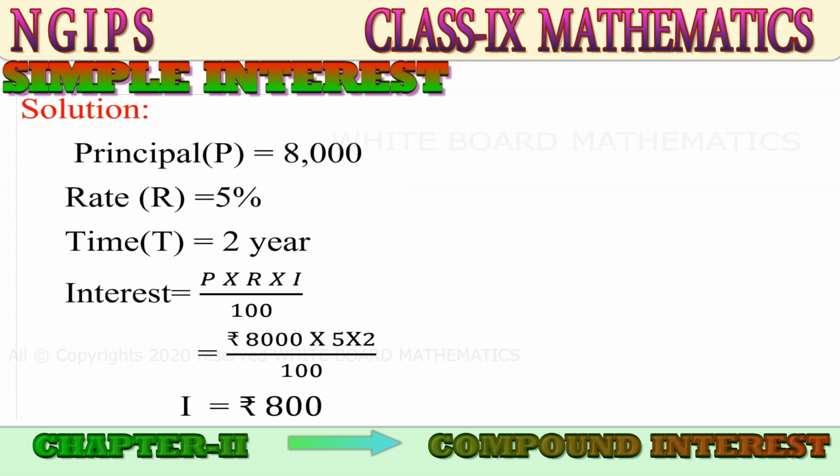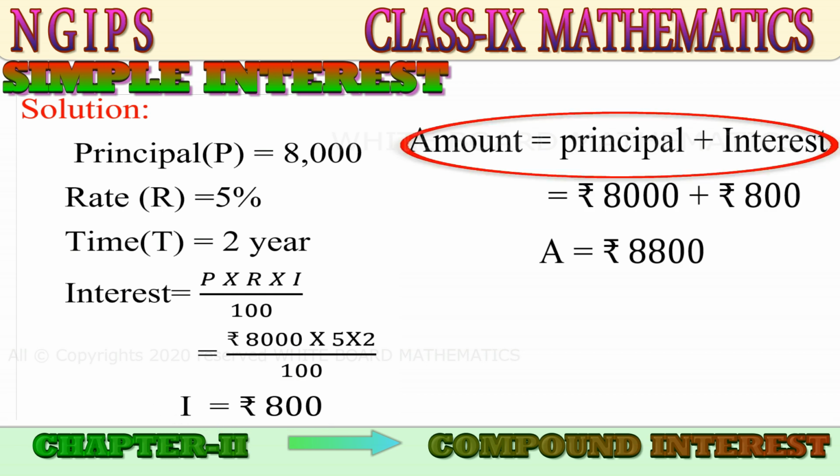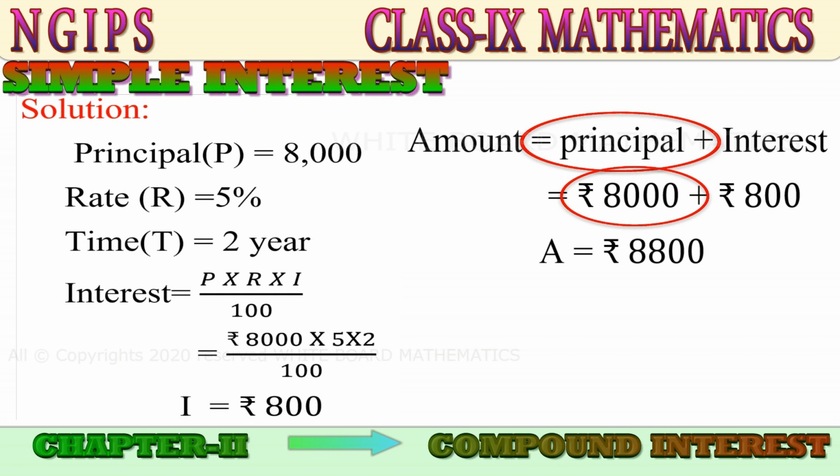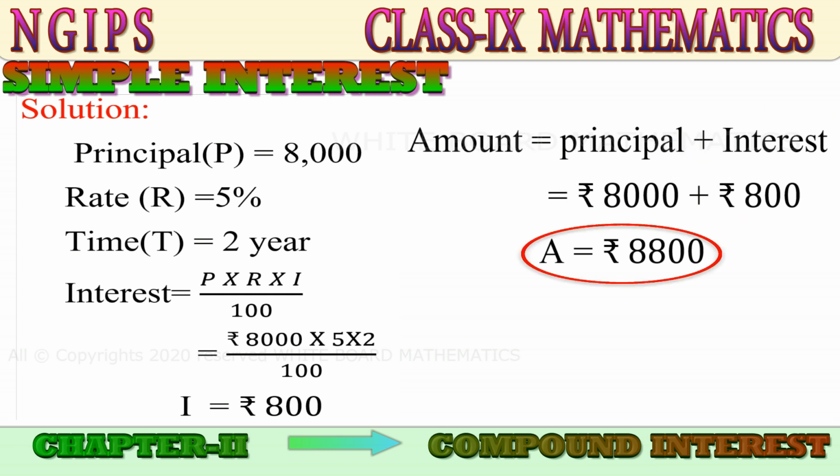Here we are going to get 800. This is the simple interest. So simple interest is equal to 800. Amount is equal to principal plus interest. So principal is 8,000, interest is 800. So the final amount is equal to 8,800.